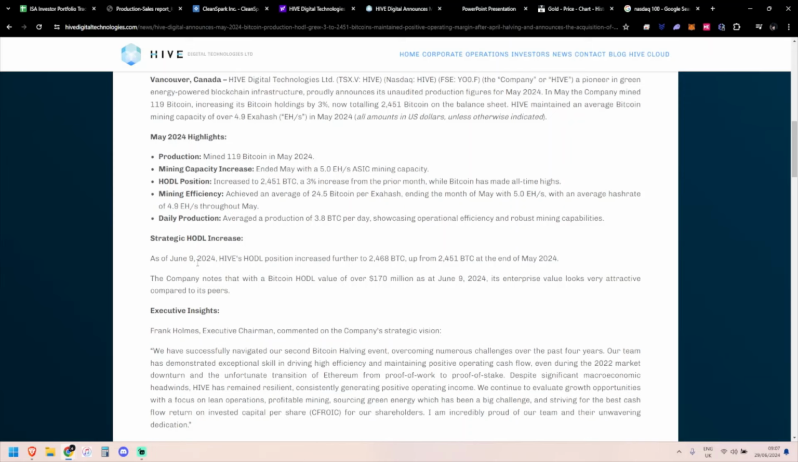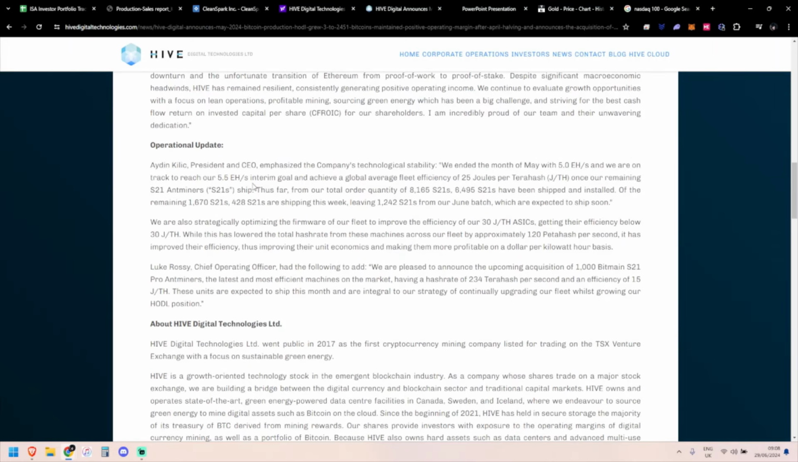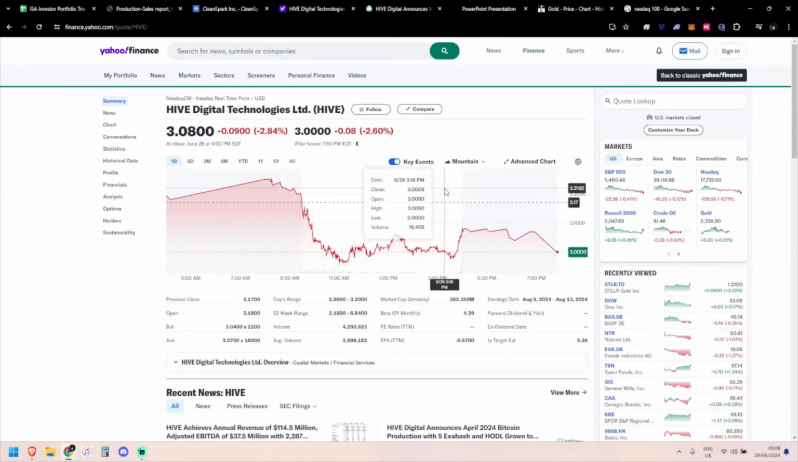They are saying as of June the 9th, it increased to 2,468. They're on track to reach 5.5 exahash by upgrading some of their existing miners to S21s. They're not really going in for the massive dilution and massive expansion. They don't dilute a whole lot other than stock-based compensation. So they are just staying at 5 or 5.5 exahash and updating, so you don't really get that multiple expansion that everyone's going for. People just want the biggest exahash number, I think, and them being at 5 isn't really too popular, even though they have a fairly large HODL position.